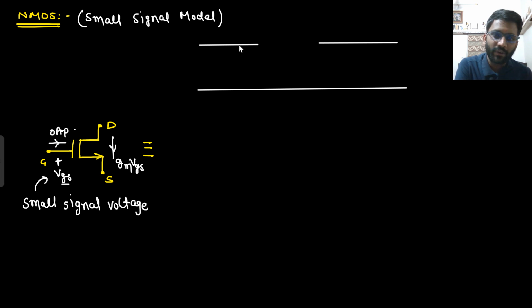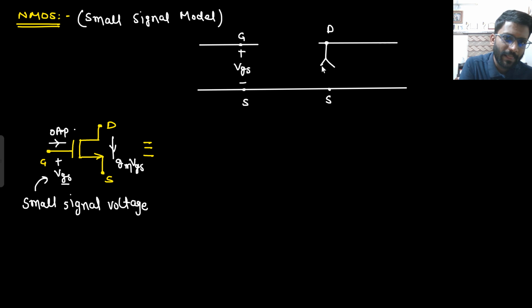I am applying a voltage from gate to source. This is my gate, this is my source. I am applying a small signal voltage, that is VGS. My current flows from drain to source. This is my drain, and since I have shorted them, so this will be source only. So current flows from drain to source, that is GM-VGS.